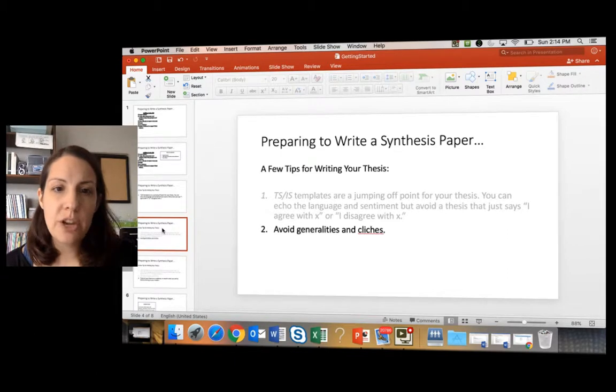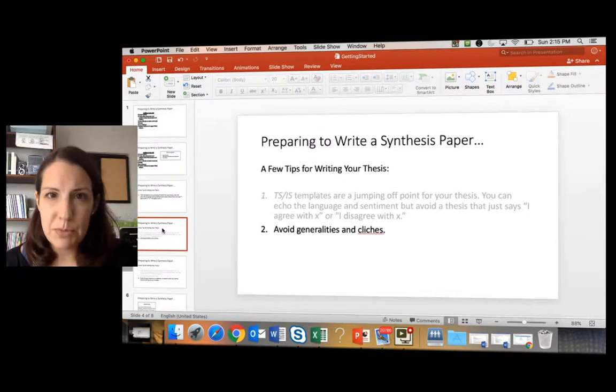The second tip is to avoid generalities and cliches, and this also relates to the first one. By that, what I mean is, I want you to avoid sort of simplistic thinking about the issue. I want you to think about the nuance, the complexities that are implicit in these prompts. So, for example, what I do not want to see is a thesis that says something like, I agree with the notion of free speech, or I believe that free speech is a fundamental US value. The reason that I would suggest avoiding those kinds of things is that those are cliches.